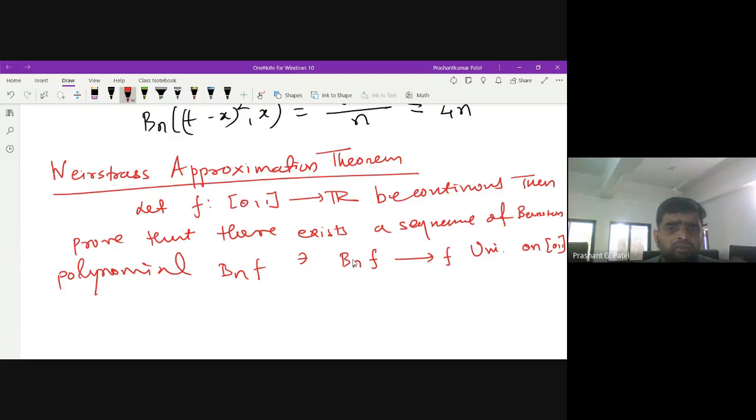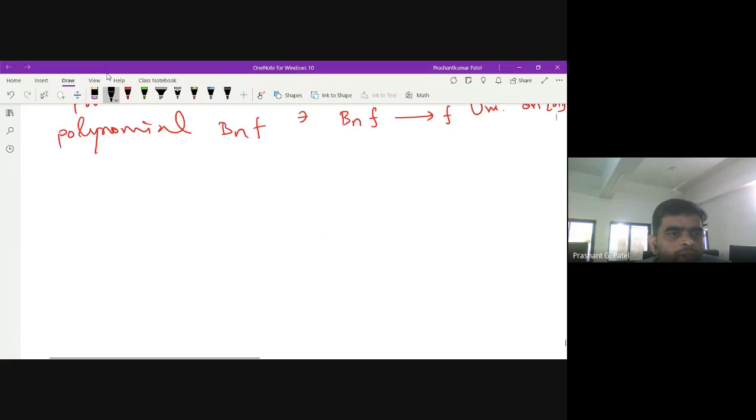This result is also true for any interval AB. But for that, you have to define a Bernstein polynomial for the function f, which is defined over the interval AB. So a slight modification you have to do for the Bernstein polynomial. What is a Bernstein polynomial? We also discussed that in the previous lecture. So let us give the proof for that.